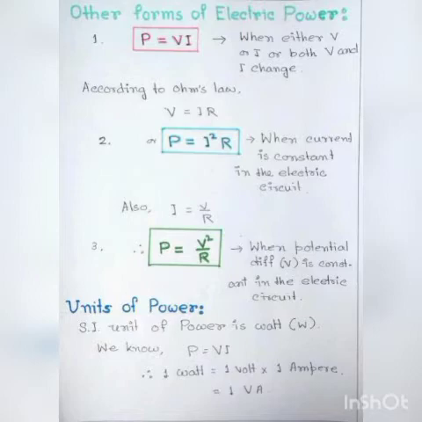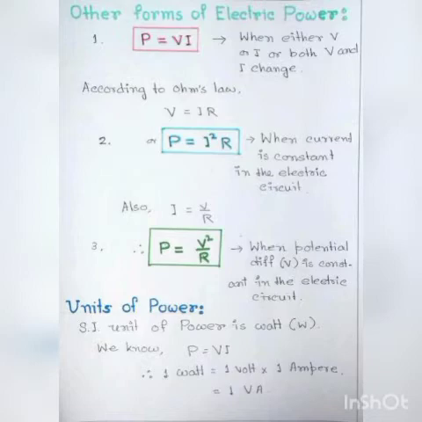Ohm's law can also be written as I equals V by R. Now just substitute the value of I in equation 2. We will get P equals V square by R. When potential difference V is constant in the electric circuit, we can use this formula.